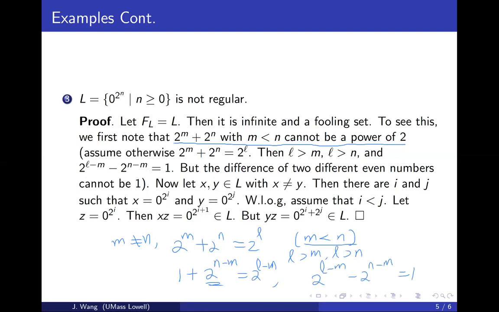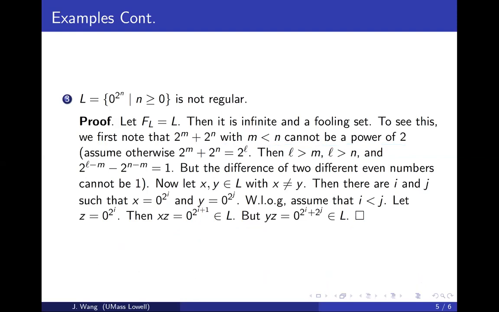But we know that this is an even number. This is also an even number. And the first one is greater than the second. So the difference of two even numbers cannot end up at 1. So this is a contradiction. Hence, if m and n are different, then there is no l such that this is true. Okay, so that's a preparation. Once we have this preparation, the rest of it would be straightforward.